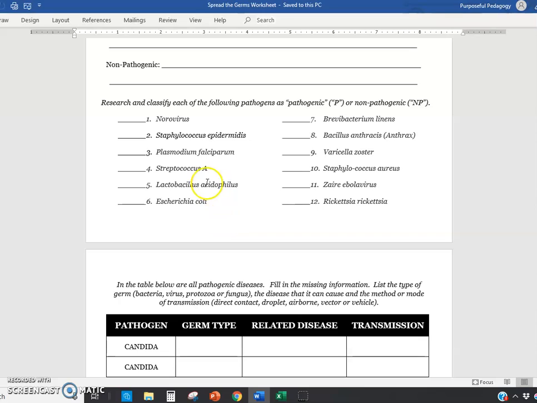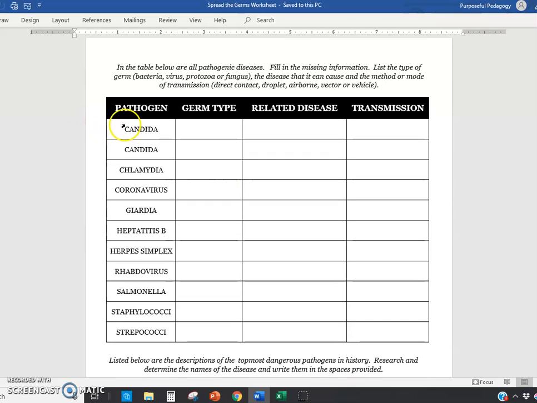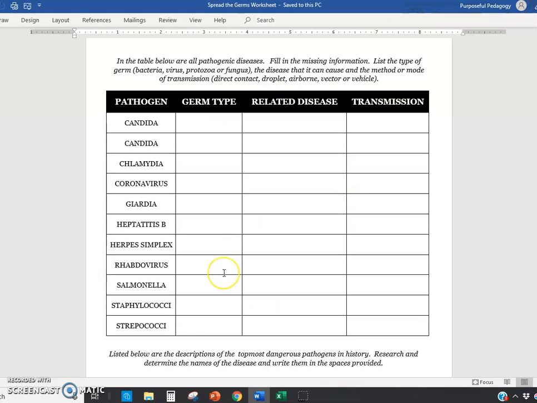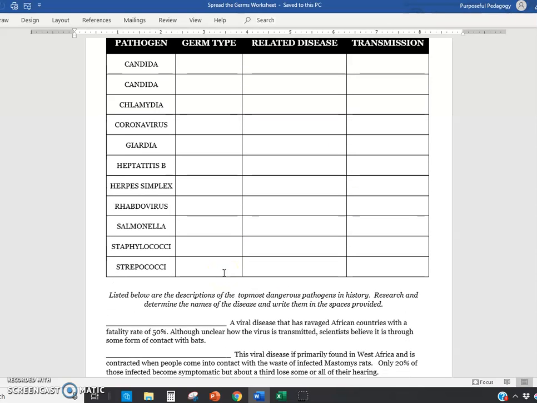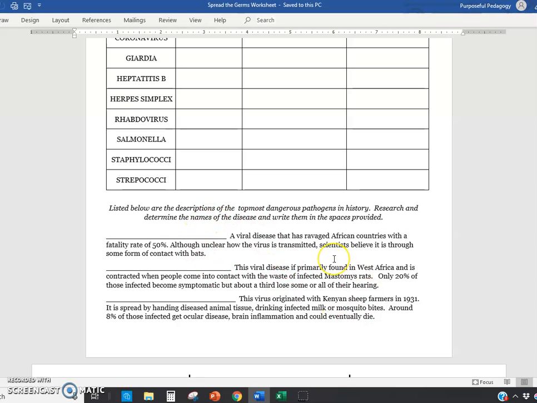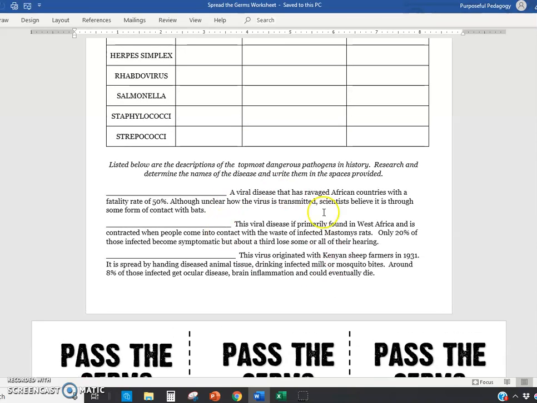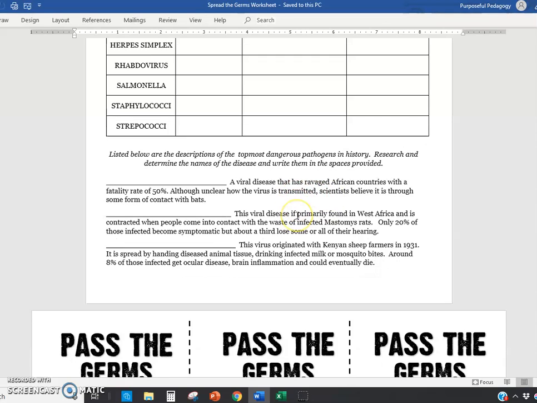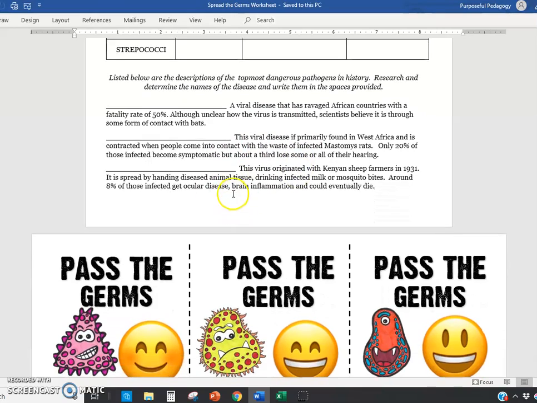And then classifying some very common microbes and germs, and trying to determine which ones are pathogenic and non-pathogenic. The following ones here are actually the ones that we use in the game. And I just thought it would be good for them to learn a little bit about them and what diseases they cause. And then I picked out three of the most deadly, dangerous pathogens in history. I believe this is according to, now I have forgotten, but it was a very reputable website, and I thought it was really well done. So this is taken from that.